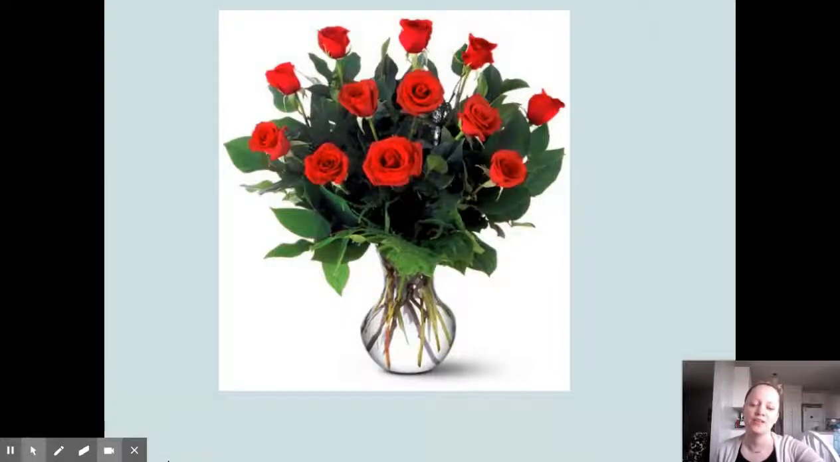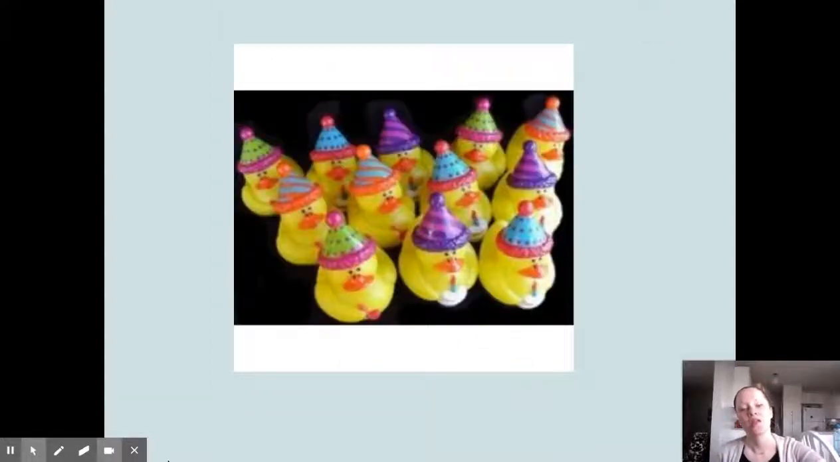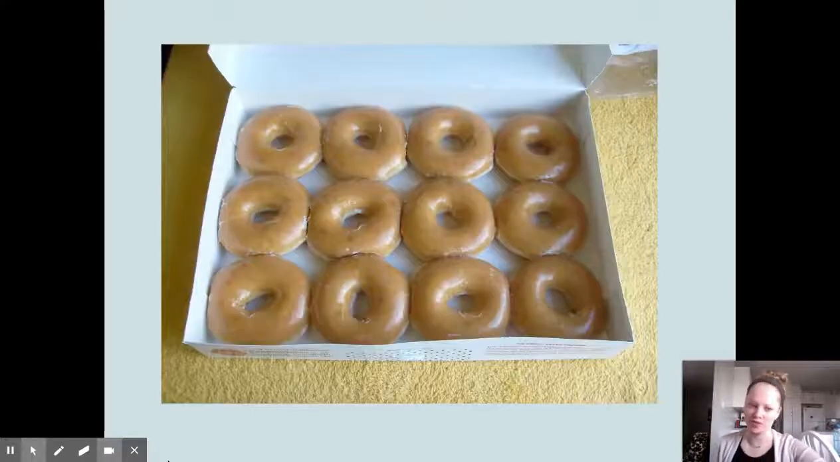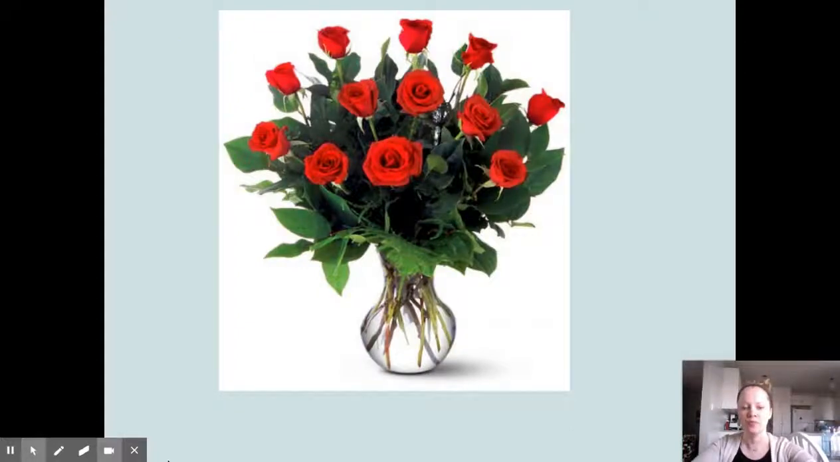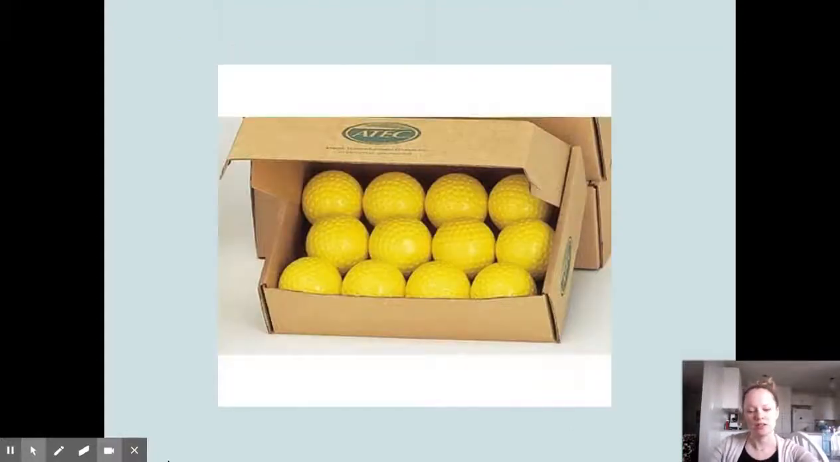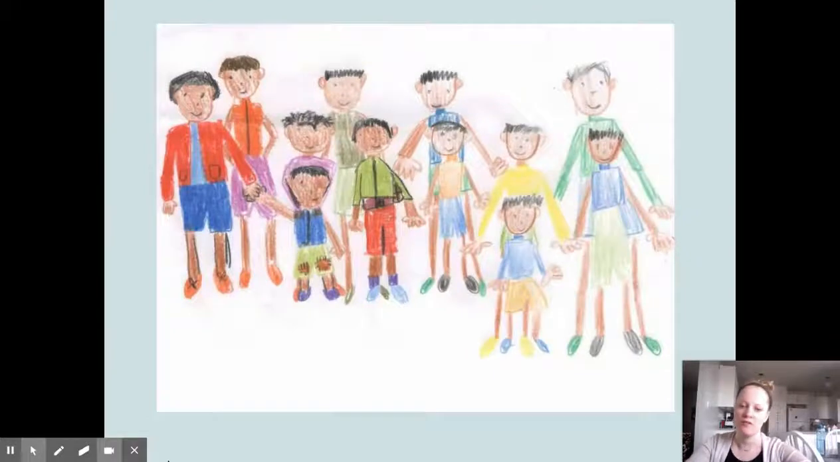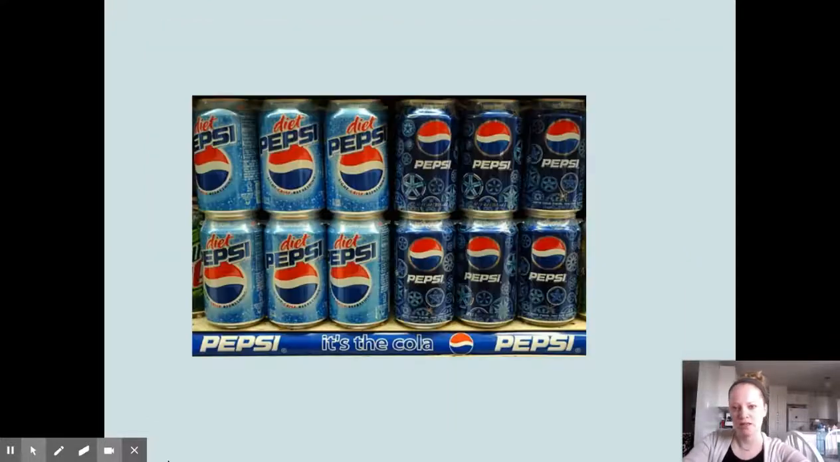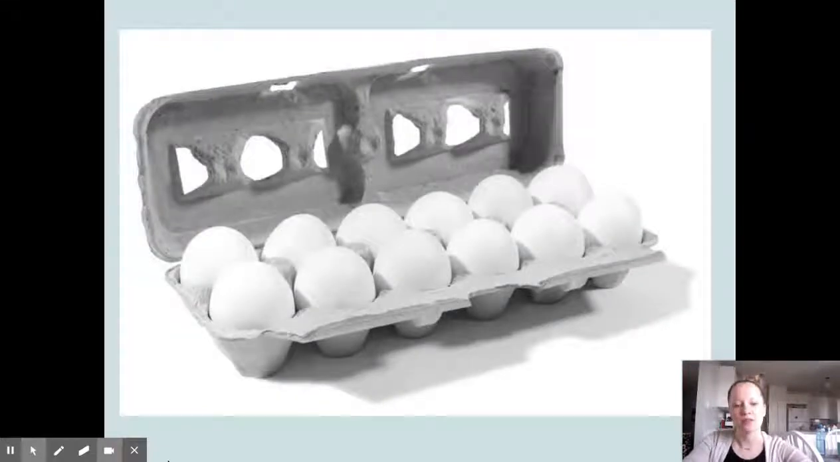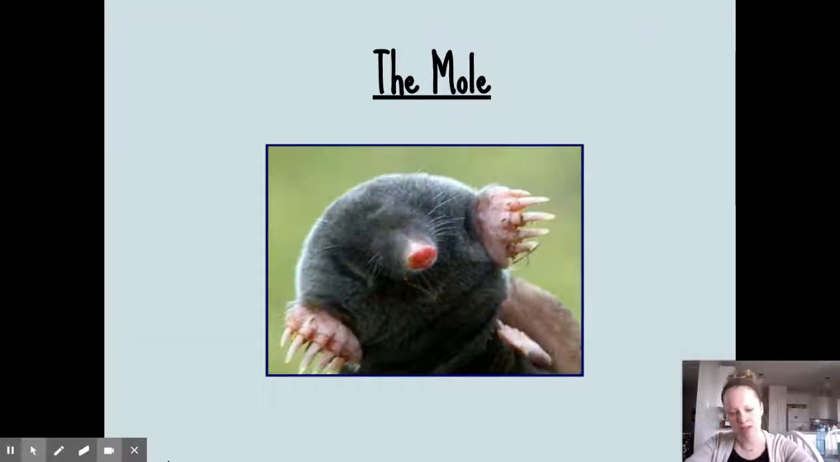Hey, grade 10s. So if I was to ask you what this is, you would tell me this is a dozen of roses. Okay. This is a dozen of rubber duckies. I'm going to go back one. We all know this is a dozen of donuts. How could you not? A dozen of golf balls. A family of 12, aka a dozen of Pepsi cans, and a dozen of eggs. Okay, so where does this lead us?